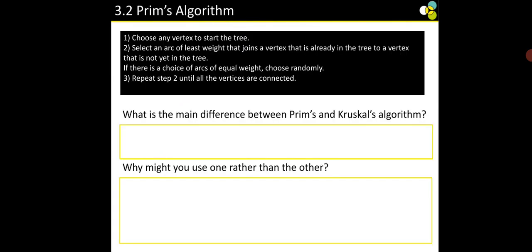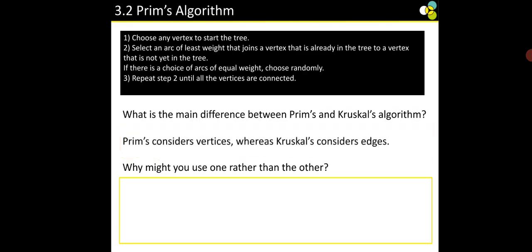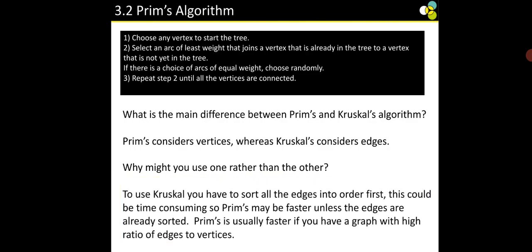Next one is Prim's algorithm. Prim's algorithm is also one of the examples for a minimum spanning tree. But there is a difference between Prim's and Kruskal algorithm. Prim's considers the vertices, whereas Kruskal considers edges. This is the main difference between Prim's and Kruskal algorithm. Actually, in Prim's algorithm we are focusing on vertices, and Kruskal algorithm will be focusing on edges.